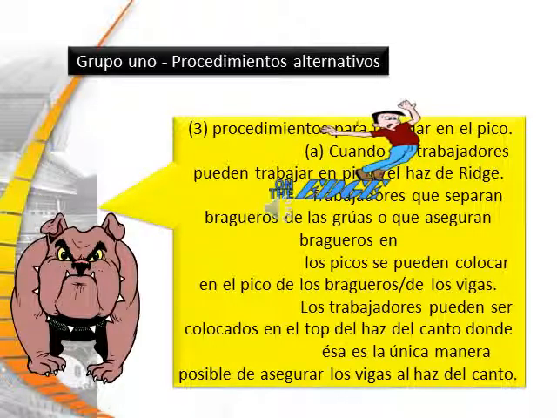The procedures for working at the peak call for the following. When workers work on the peaks, the ridge beam, workers detaching the trusses from the cranes or securing the trusses at the peaks must be positioned at the peak of the truss or rafter. Workers may be stationed on top of the ridge beam only where it is the only feasible way to secure the rafters to the ridge beam.